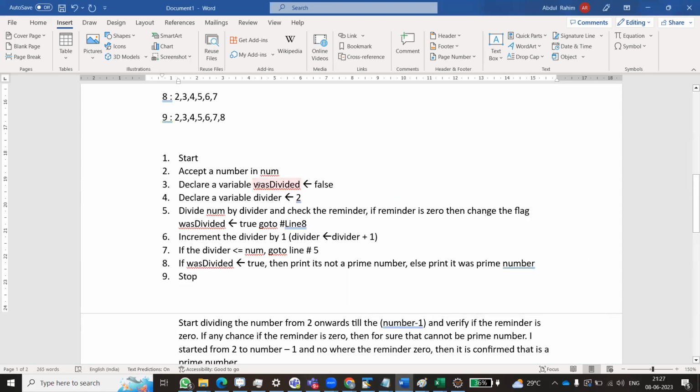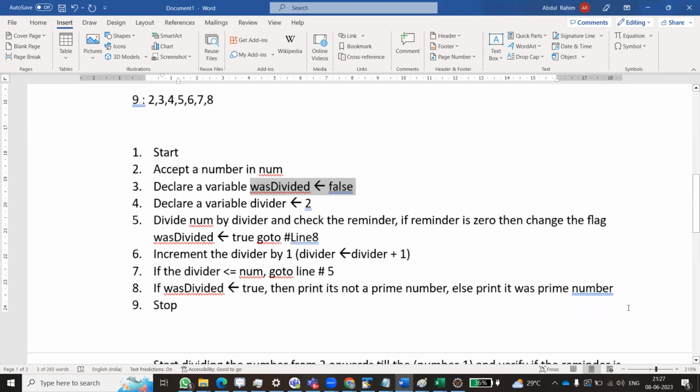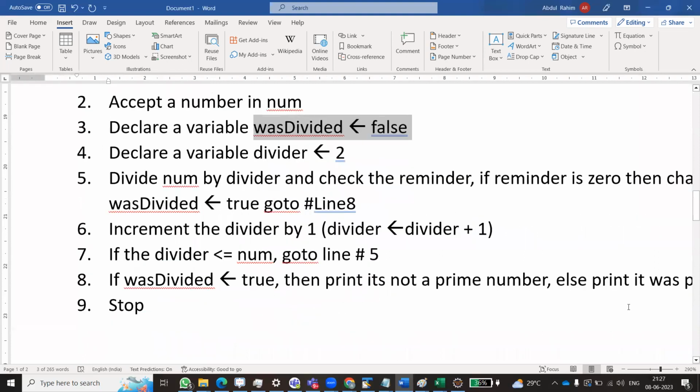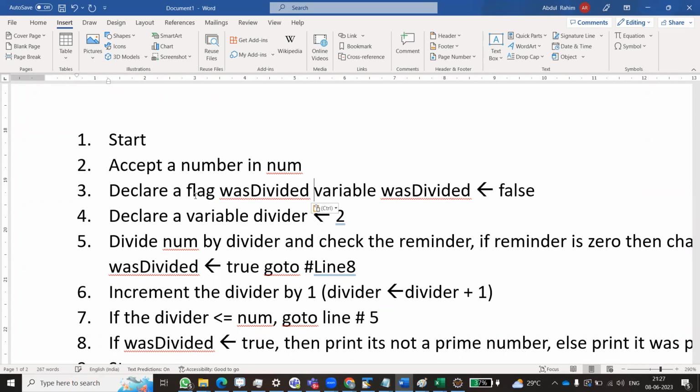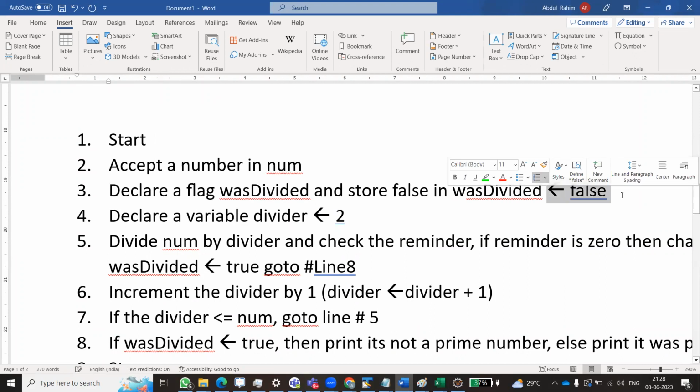Just look at this. What exactly does this indicate? What is this statement telling? Declare a variable was divided. I'll say it like this: declare a boolean, declare a flag and store false in it. Now, what does the sentence tell you? Number 3 statement.